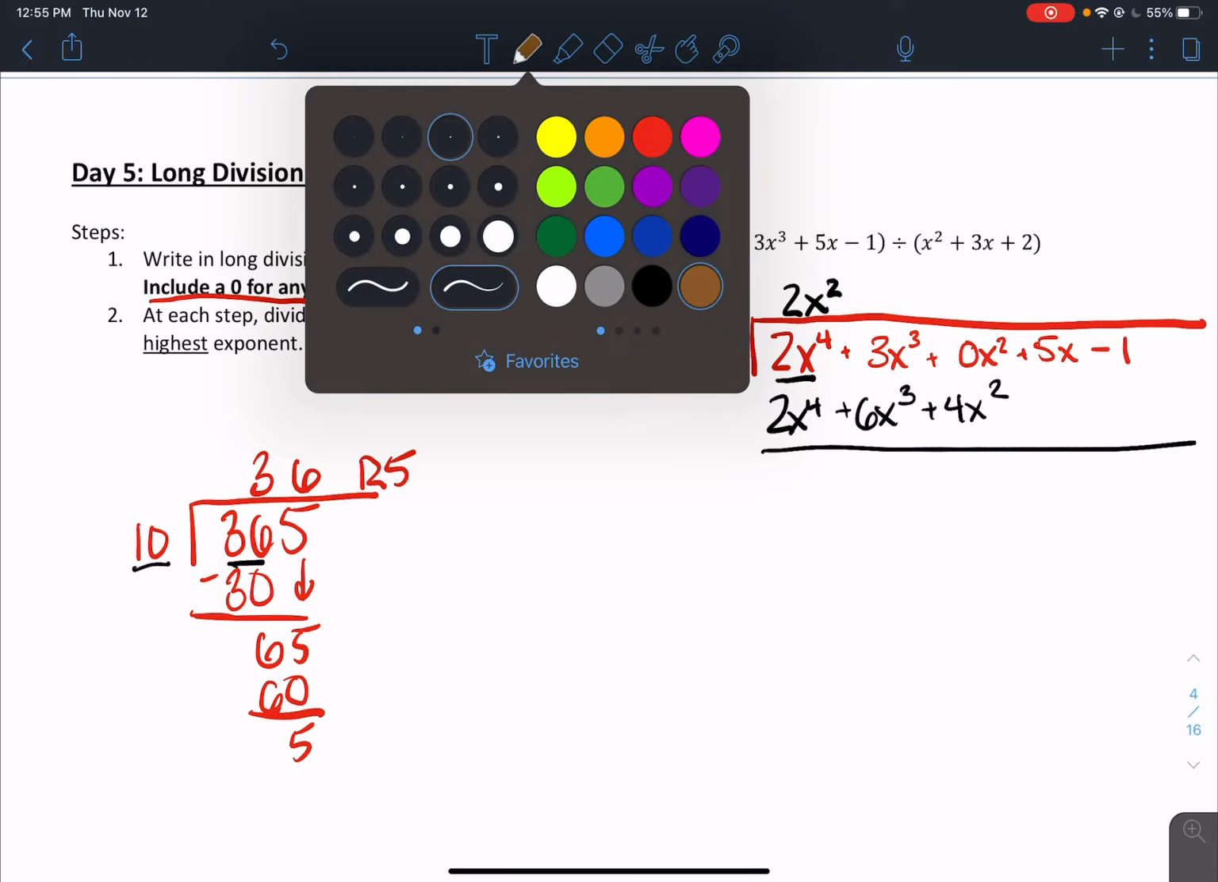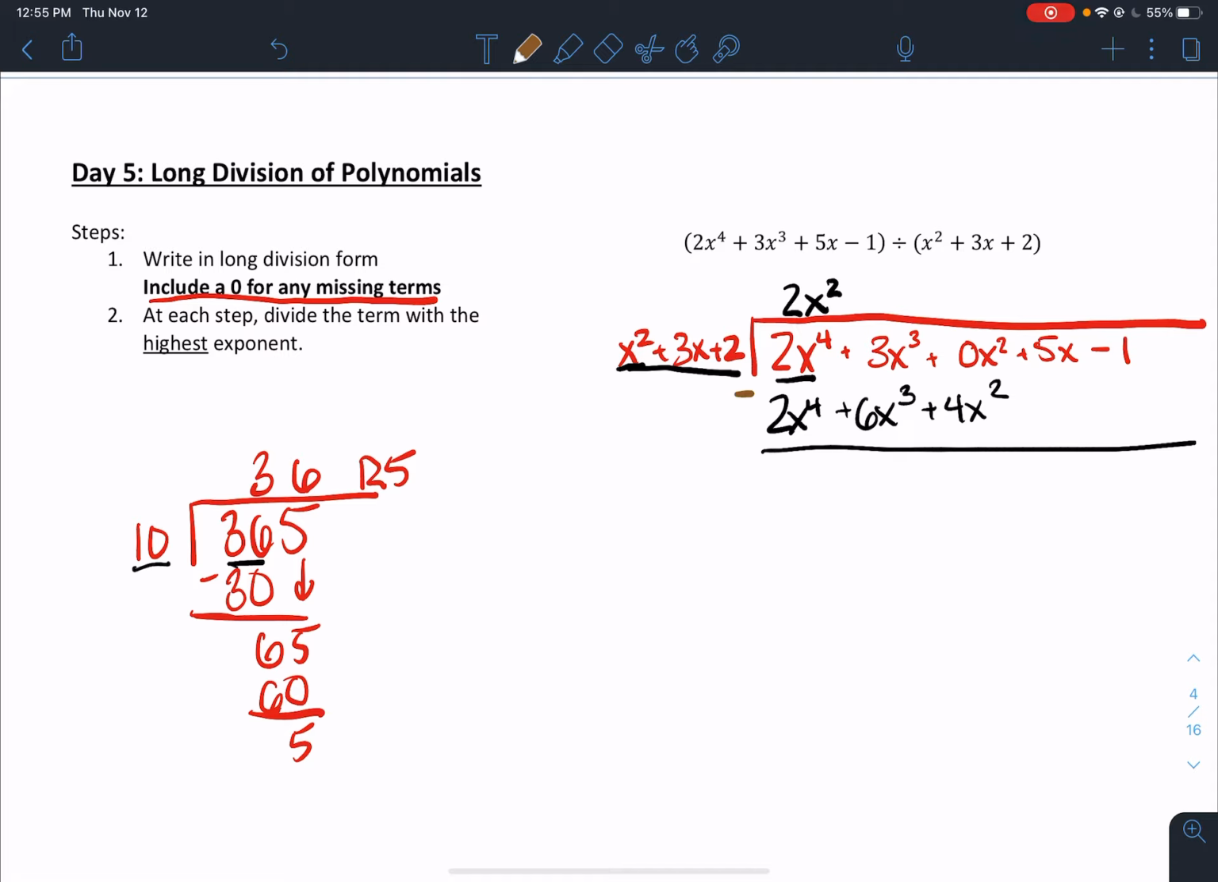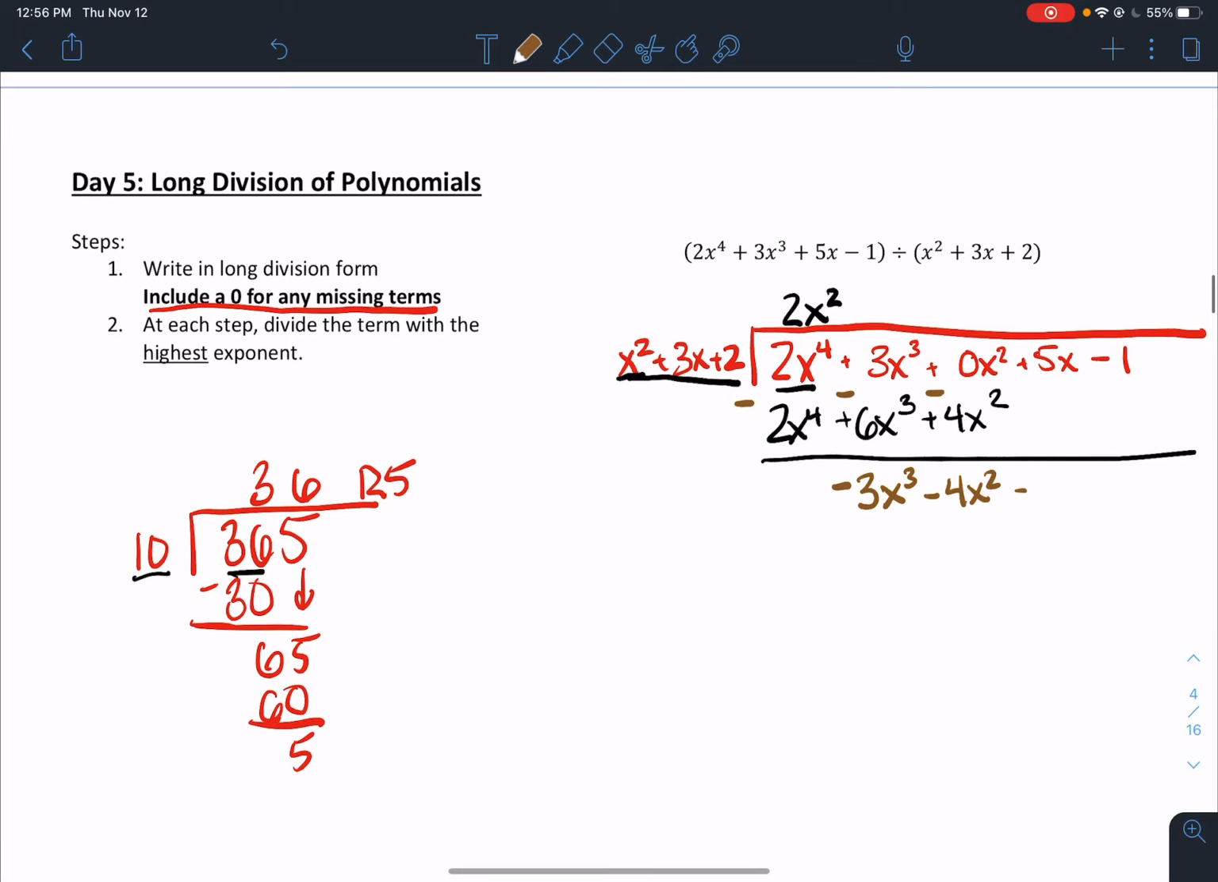And now I want to point out that when I subtract, just like I subtracted 30 from 36 here, I have to distribute the negative, so everything is a subtraction. So 2x to the 4th minus 2x to the 4th is 0. 3x cubed minus 6x cubed is negative 3x cubed. 0x squared minus 4x squared is negative 4x squared, plus 5x minus 1. Drop these terms.